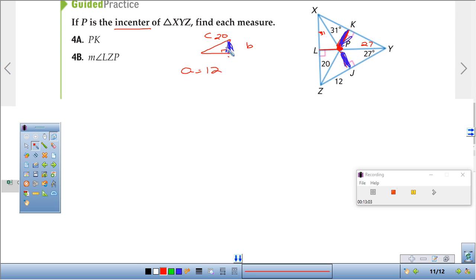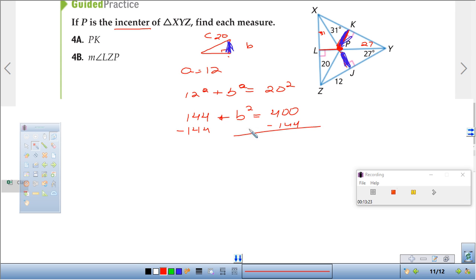All right. So if I look at that one, we'll do the A squared plus B squared equals C squared, right? So I'm going to go with 12 squared plus B squared equals 20 squared. This gives me 144 plus B squared is equal to 400. I'm going to subtract 144 from both sides. This cancels out. I'm going to go with B squared is equal to 256. I don't want to know what B squared is. I want to know what B is. So I'm going to go ahead and get the square root of both sides.